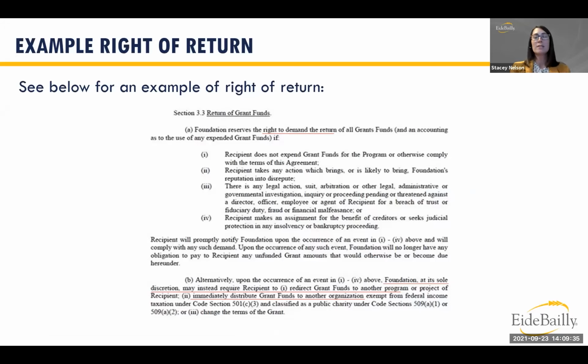How about some more examples of the right of return language? In our example here, under A, we can see the foundation reserves the right to demand the return of grant funds. So that's a pretty good indication of right of return. And then towards the bottom under B, the foundation may instead require the recipient to redirect the grant funds to another program or immediately distribute the grant funds to another organization. So both of those would be examples of right of return language. But again, keep in mind, you would also need to have a barrier in order for this to be considered conditional. If they only had the right of return language, it would not be conditional and would be recorded at the time the agreement was signed.